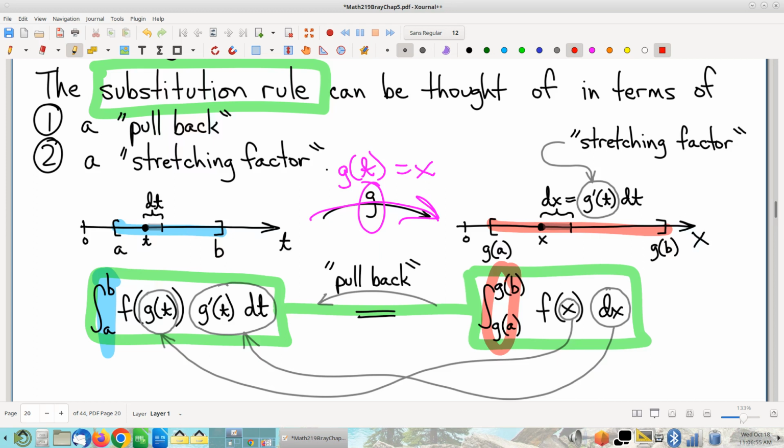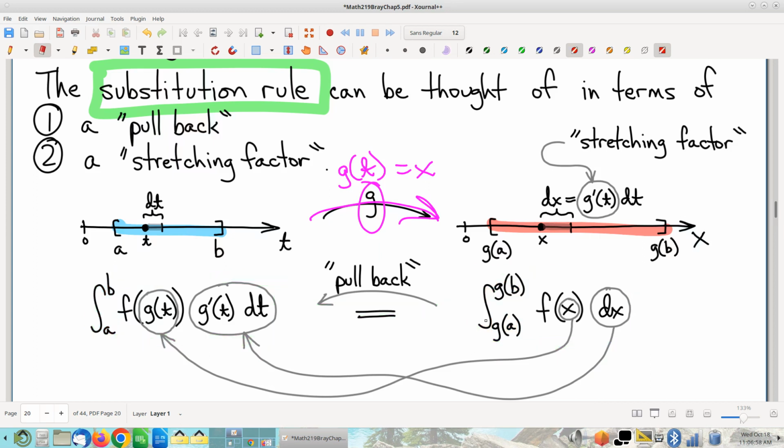First, let me talk about what I call the stretching factor. If you have some little piece of the domain over here, naturally we'll call that dt. dt represents the size of this little piece of the domain. Now I'm going to twist that just a little bit. Yes, it's a size, but let's think of it equivalently as representing a change. As I go from this point to this point, as I go from the left side of this little subinterval to the right side, t changes by some amount, dt. I'm going to think of it as a change.